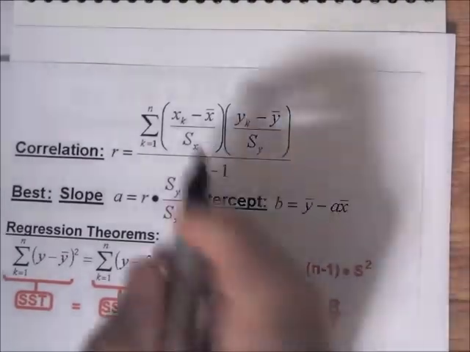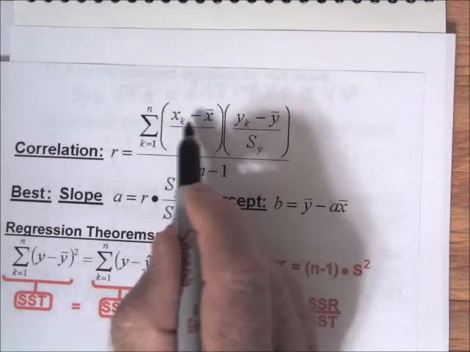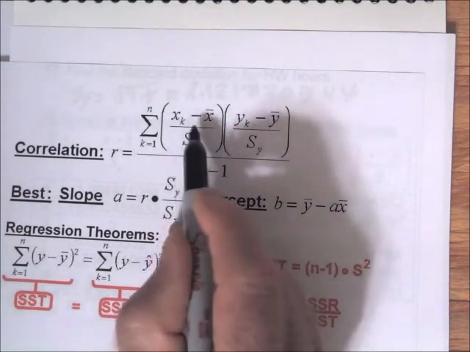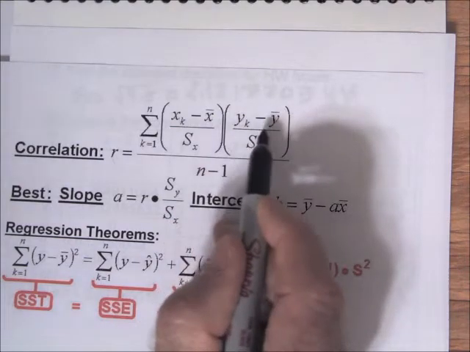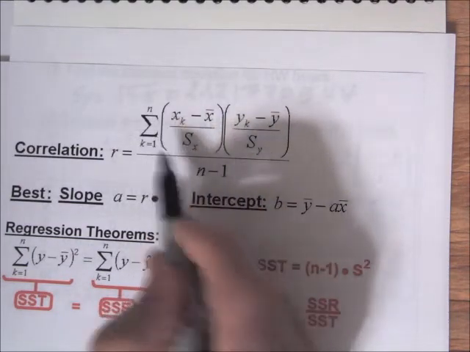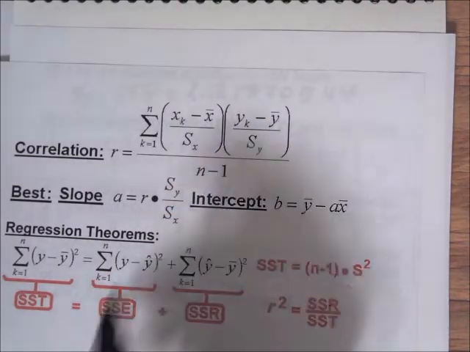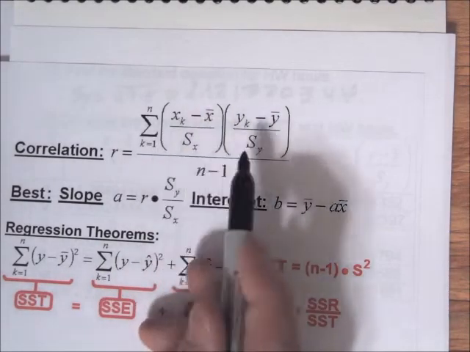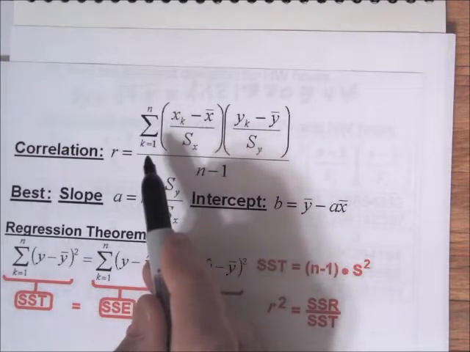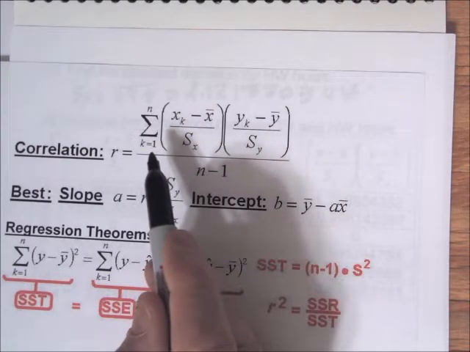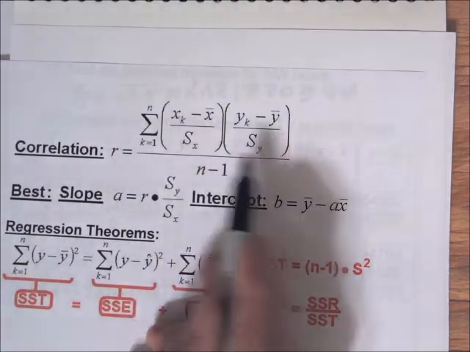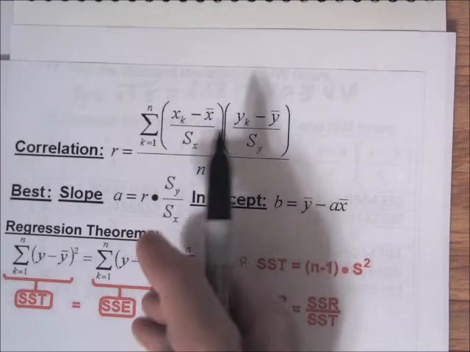So you first want to do what's inside parentheses. Inside parentheses, each score minus the mean divided by the standard deviation. That's the z-score for x, and the same here is the z-score for y. Multiply them together, add them up, divide by n minus 1. You follow the order of operations. You do what's inside parentheses first. A short division comes before addition, but a division bar that goes all the way across comes last in the order of operations.